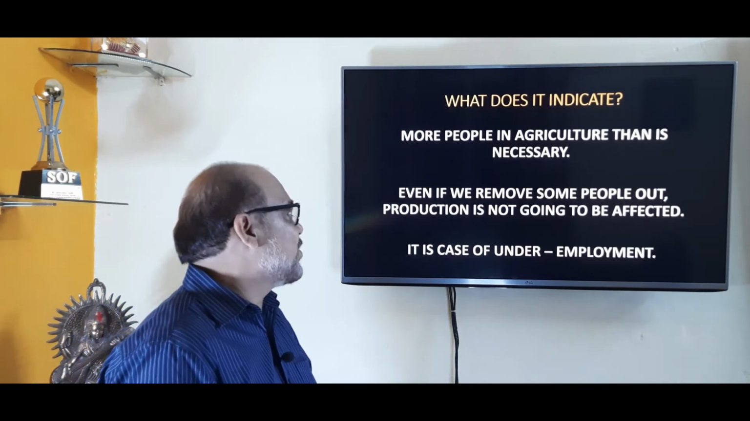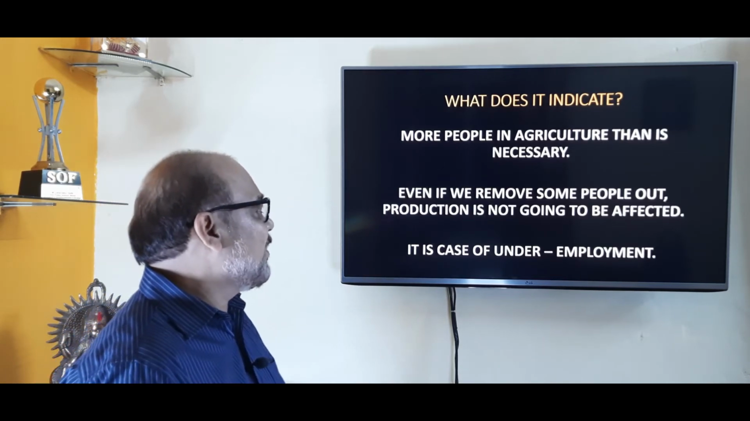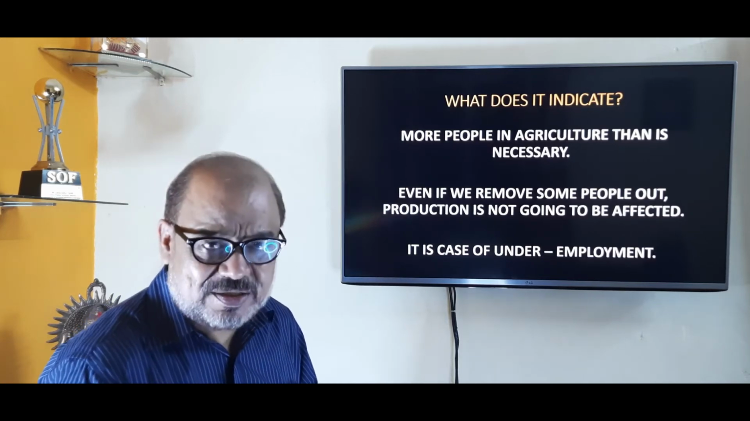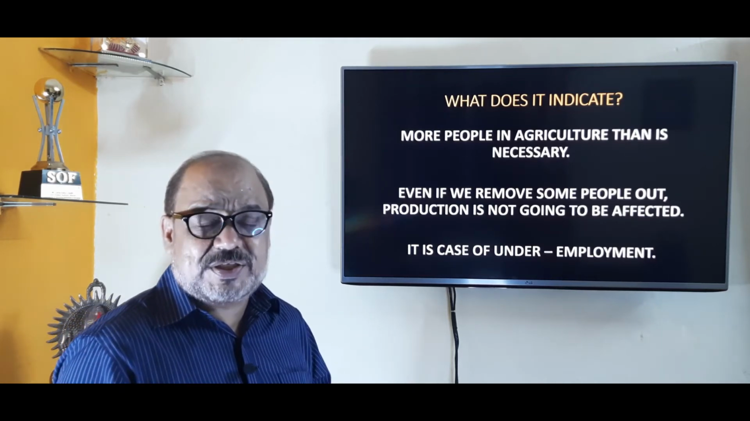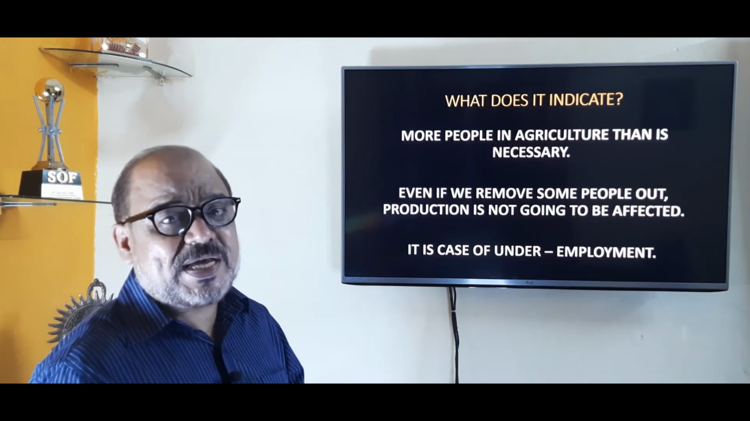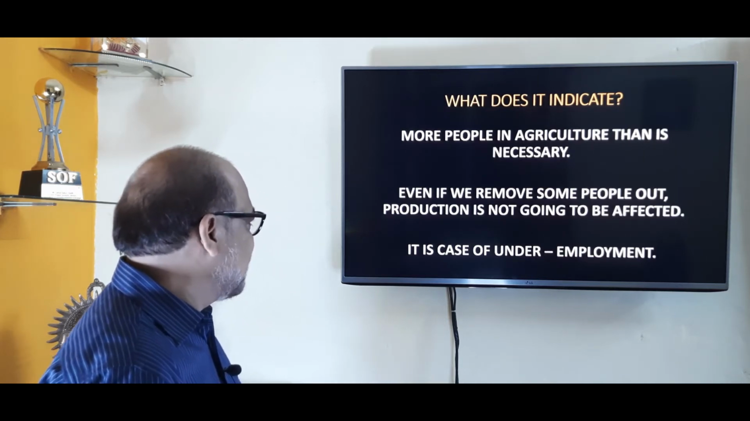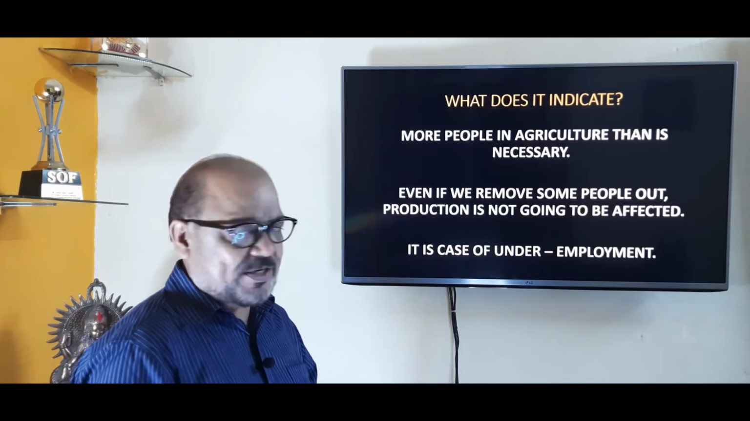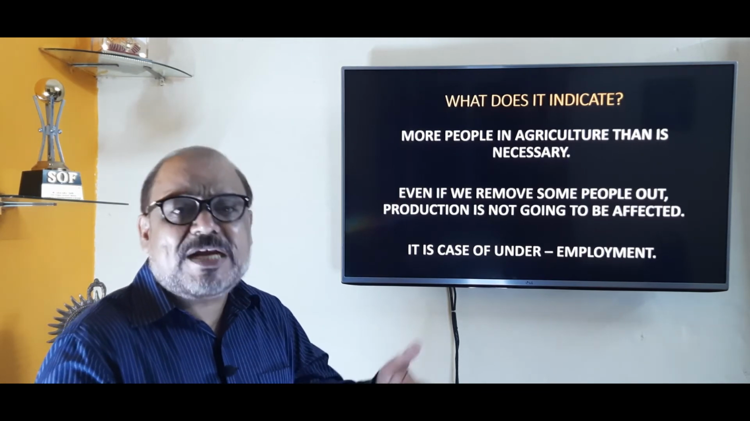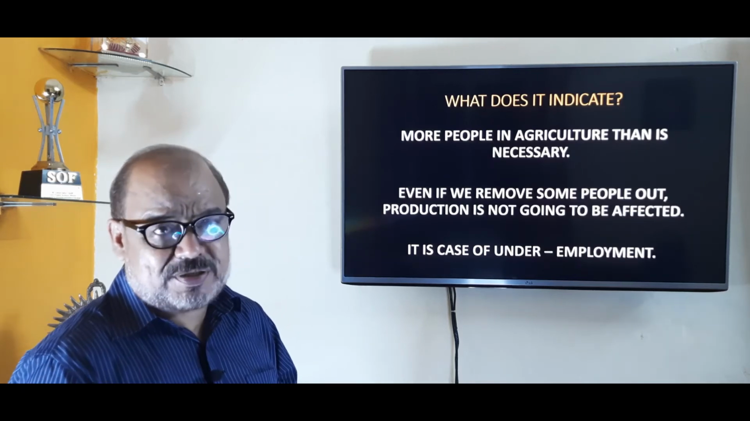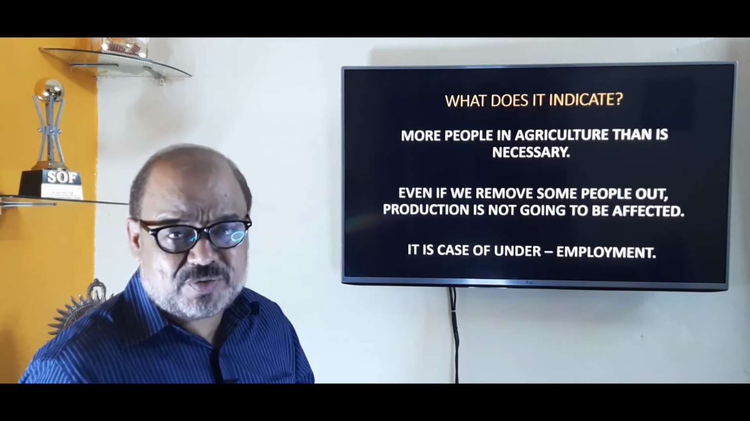What does it indicate? It indicates a lot of things, but a few things are very important. More people in agriculture than is necessary. It means on agriculture, on the primary sector, on the production sector, there is a heavy load of employment. Even if we remove some people, production is not going to be affected. It means it is a case of underemployment. More than the required number of people are involved in production. That is affecting the GDP and the employment opportunities also, of course.